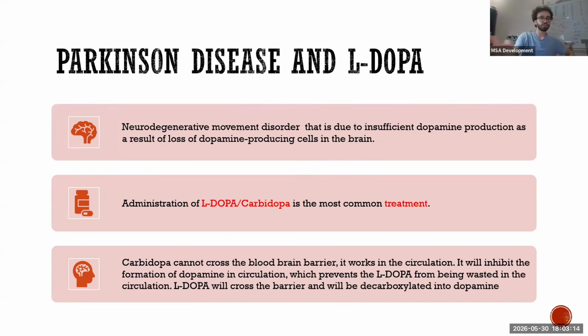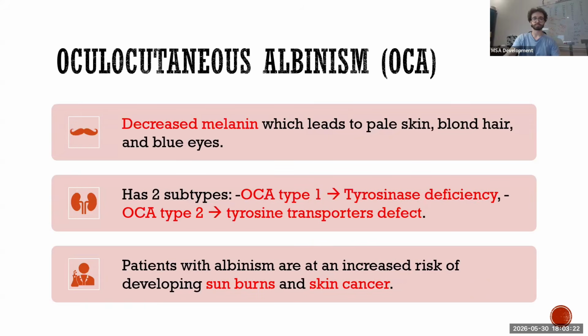But we wouldn't have wasted any of the dopamine in circulation. And now the L-DOPA alone will be in the brain and it will give us dopamine. Okay, now oculocutaneous albinism. I already talked to you guys about it.